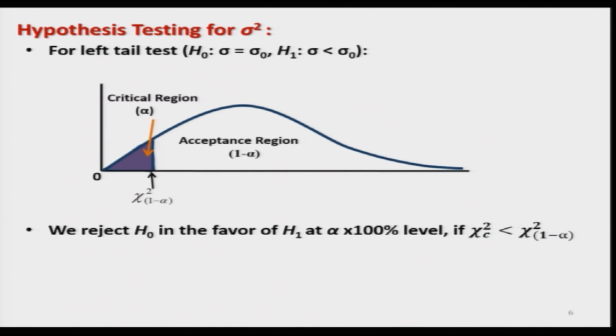And similarly, if you take the alternative hypothesis to be sigma less than sigma naught, then obviously the critical region is going to be on the left hand side, and you can obtain the value of chi-square at 1 minus alpha level of significance from the table, and we reject H naught in favor of H1 at 100 alpha % level of significance if the calculated value of chi-square is less than the tabulated value, which is at 1 minus alpha level of significance.